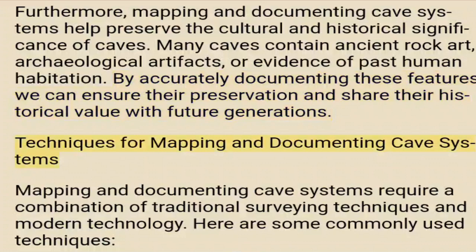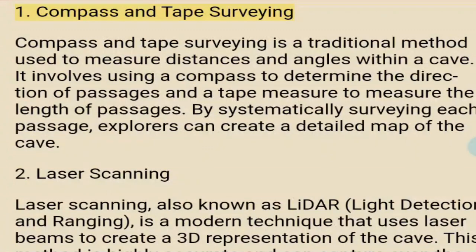Techniques for mapping and documenting cave systems. Mapping and documenting cave systems require a combination of traditional surveying techniques and modern technology. Here are some commonly used techniques. 1. Compass and tape surveying. Compass and tape surveying is a traditional method used to measure distances and angles within a cave. It involves using a compass to determine the direction of passages and a tape measure to measure the length of passages. By systematically surveying each passage, explorers can create a detailed map of the cave.